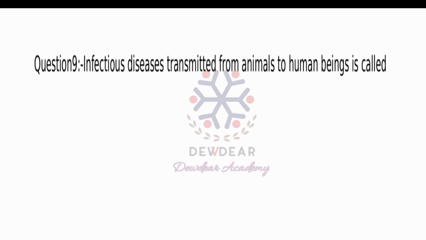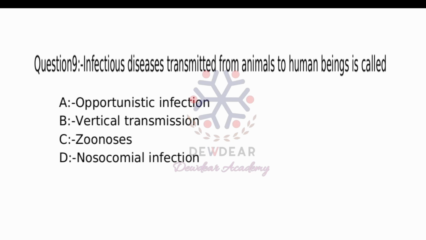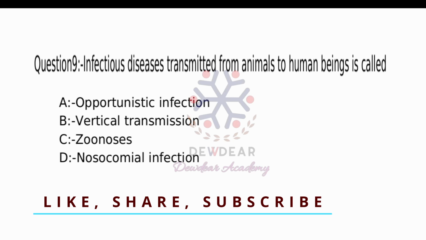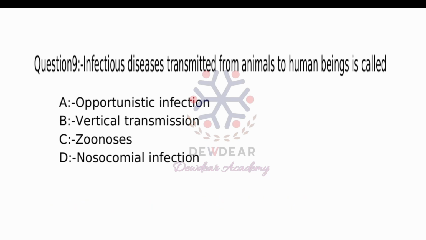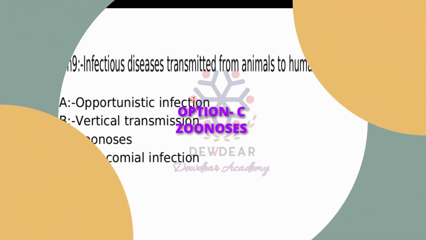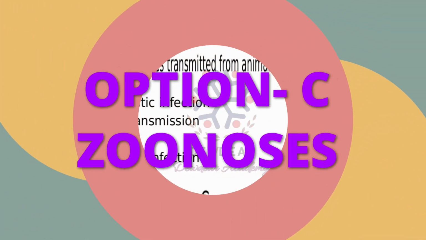Infectious diseases transmitted from animals to human beings is called. There are the options given. Option A is opportunistic infection, option B vertical transmission, option C zoonosis, and option D is nosocomial infection. So the infectious diseases that are transmitted from animals to human beings. And the correct answer is option C zoonosis.